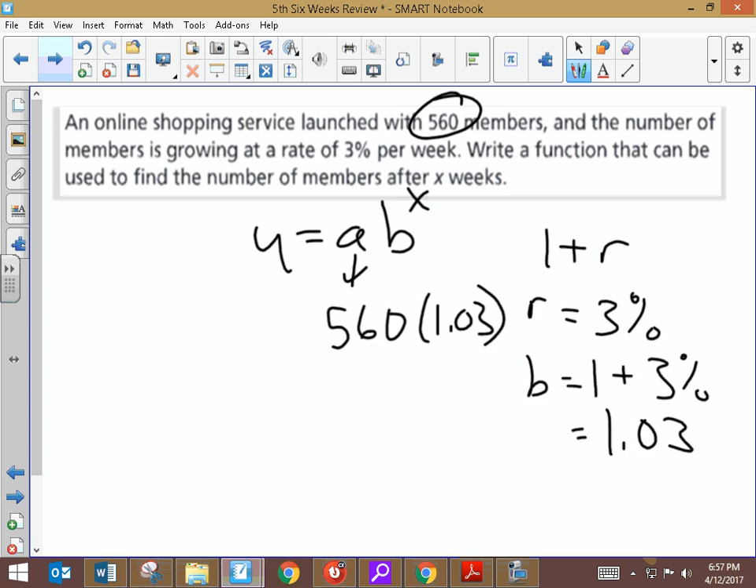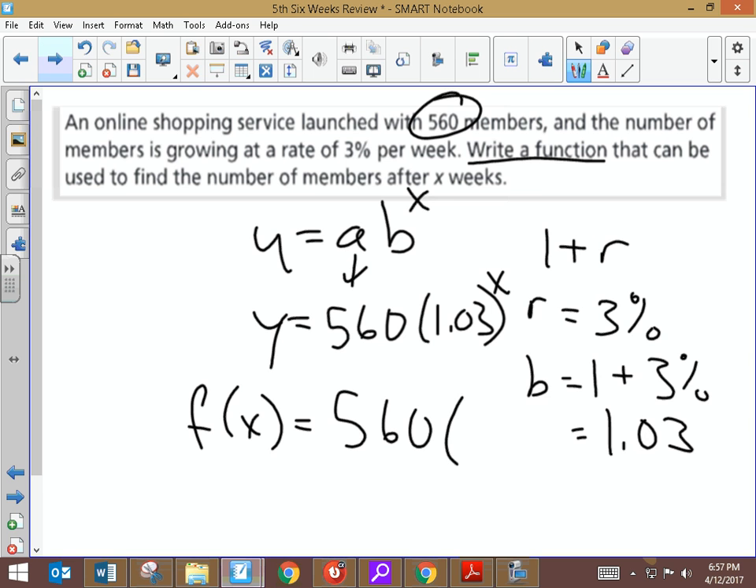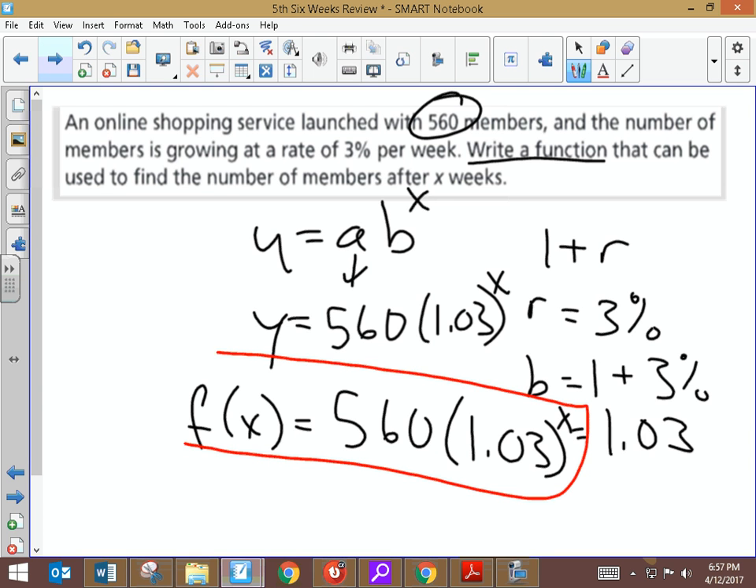B is 1.03. And since I'm writing a function that can be used to find the number of members after X weeks, I just put the X there. And so that is my final function. If I want to write it as a function, it could be f of x equals 567 times 1.03 to the power x. Okay, and so that is your answer there.